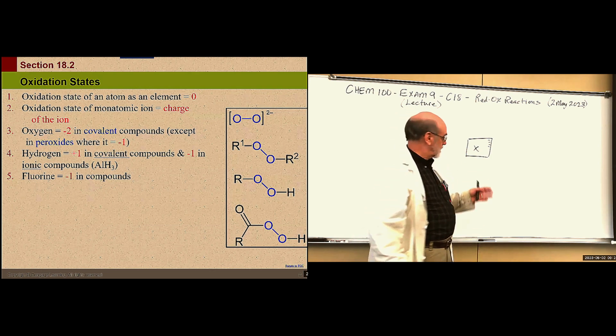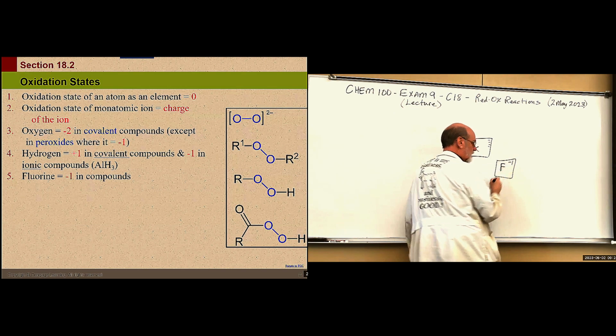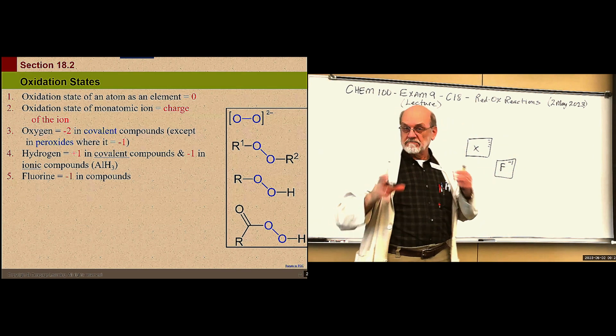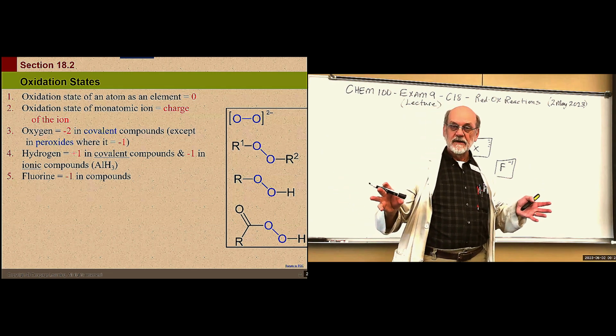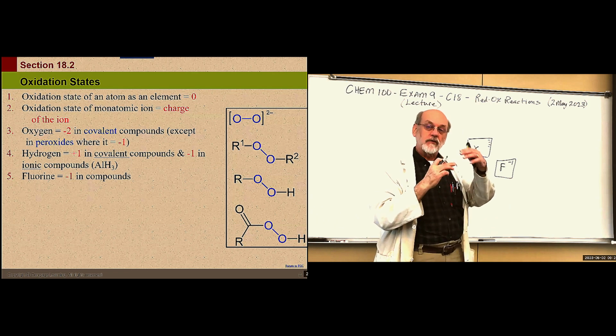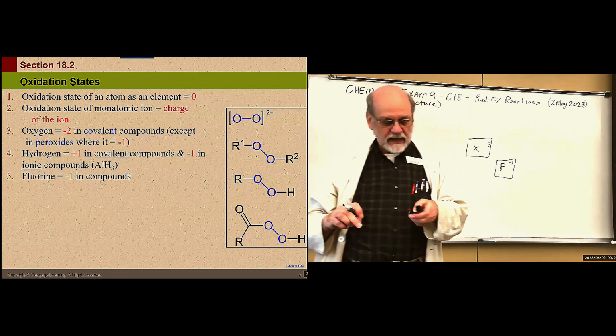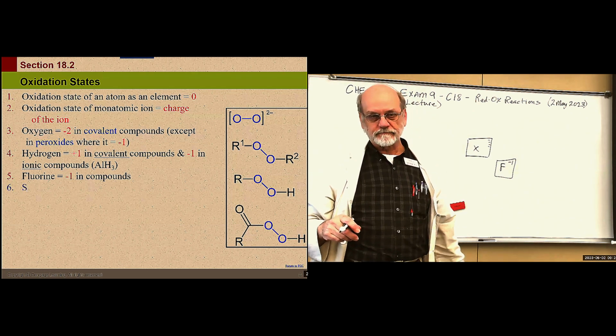And you'll find that when it's fluorine, that's it. It's only a minus 1, nothing else. But with other halogens like chlorine and bromine, they will have several different possible oxidation states. And we'll speak about those in a minute.